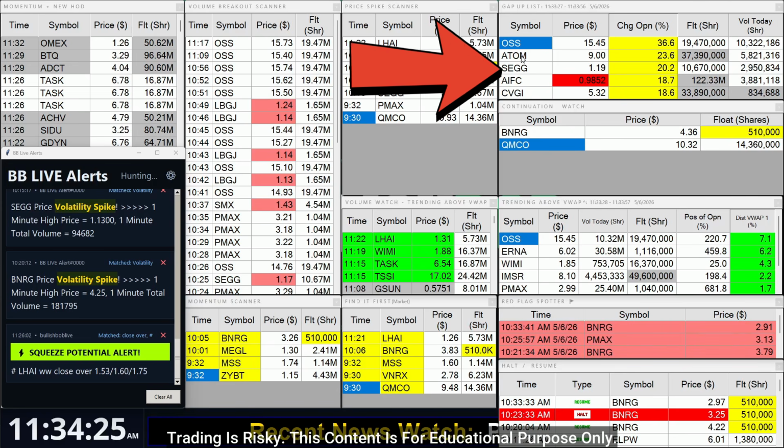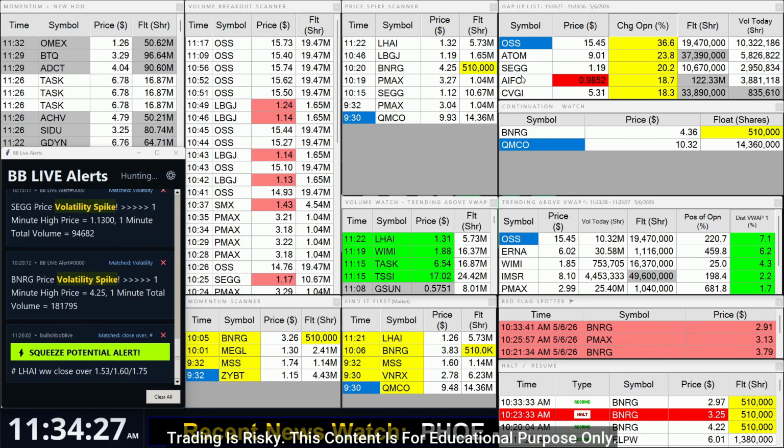We have OSS, ATOM, SEGG, AIFC. So these are our lead gappers, and they are basically leading in the sense that they are gapping up the most from open. So they've changed the most from the open time frame, which is around 9:30 a.m. Eastern time. These are our market scanners, so this is going to be a little bit different than our pre-market scanners. So if you're trading during the market hours, that's 9:30 a.m. Eastern time to 4 p.m. Eastern time.